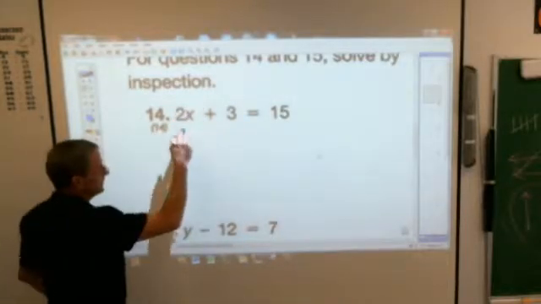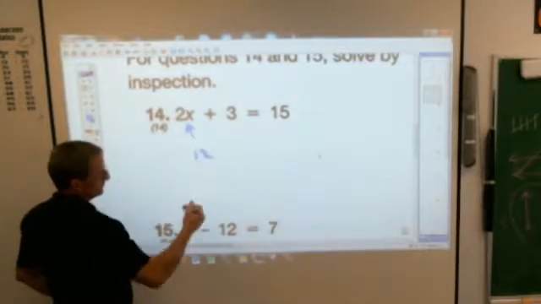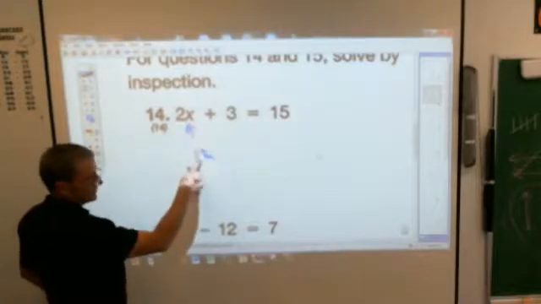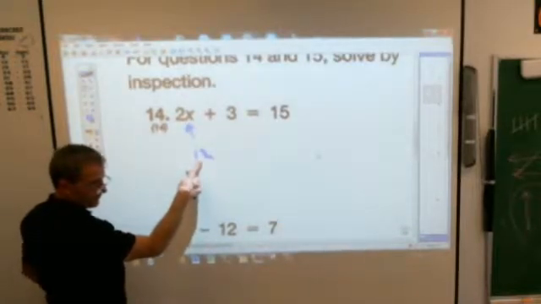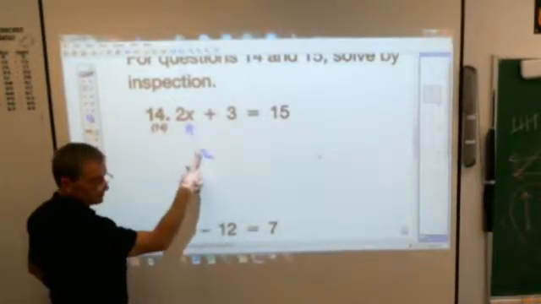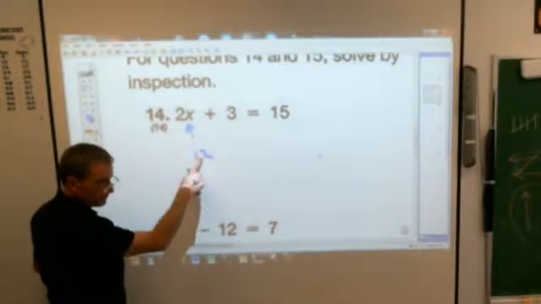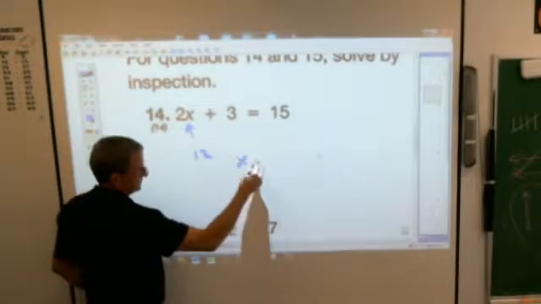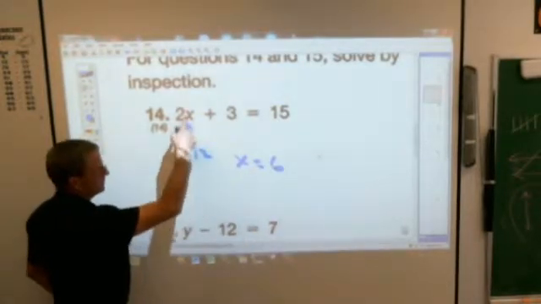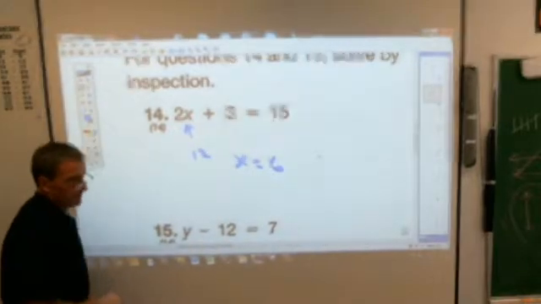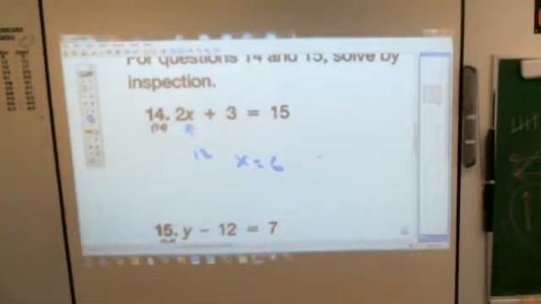So this has to equal 12. So 2 times what number would give you that 12? Now, 2 times 2 is 4. 2 times 3 is 6. So x has to be 6 because 2 times 6 is 12. 12 plus 3 is 15. Eventually we'll get to where you don't have to look at it like that, but right now that's how we do it.